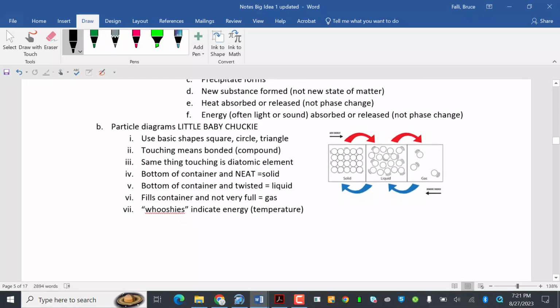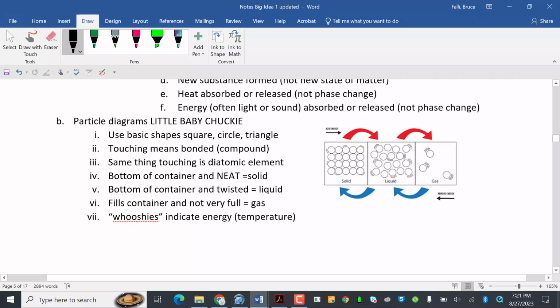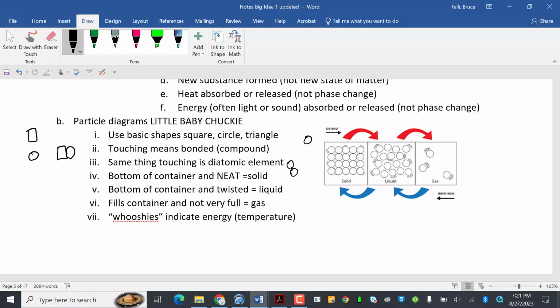So now AP Chemistry loves particle diagrams. And this is where I get to introduce little baby Chucky. So little baby Chucky has pictures. These pictures, I say little baby Chucky's an excited 5-year-old. Use basic shapes like squares or circles or triangles. See, I use circles here. If two things are touching, that means they're bonded. Or I hold your hand, we're bonded together. Like I love my mom and I hold her hand wherever she goes. If the same thing is touching, it's a diatomic element. And that's bonded, right? Touching means bonded. Touching, not touching. Little baby Chucky, no touching and not touching.